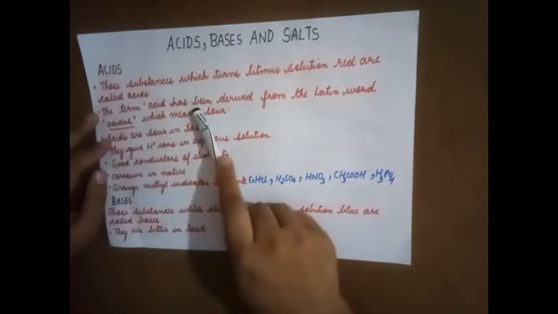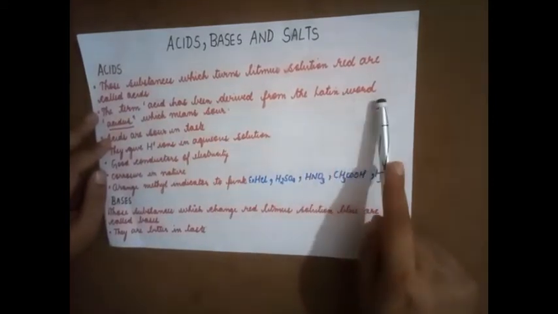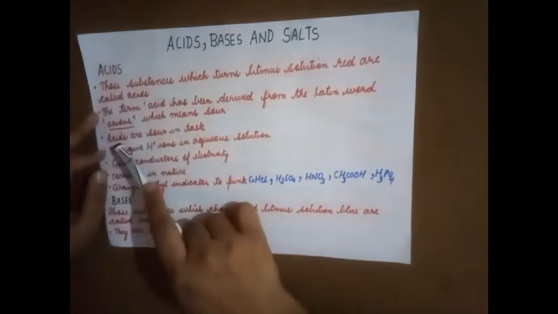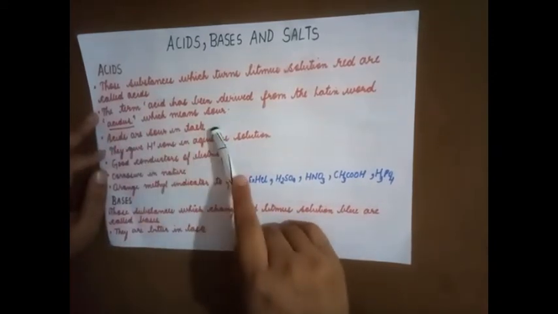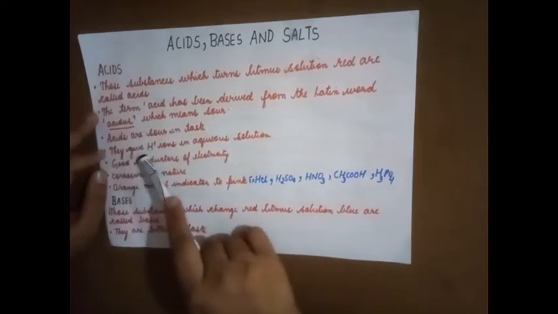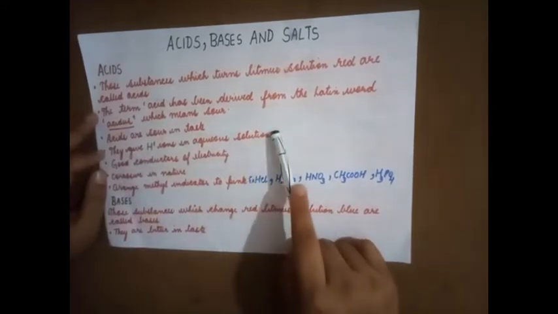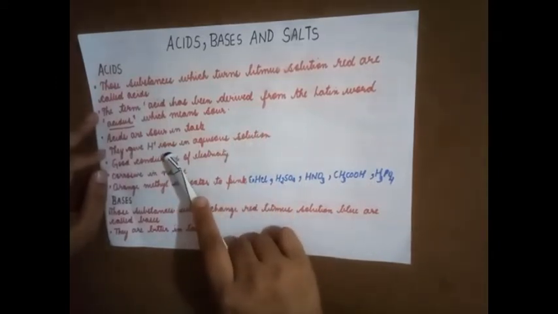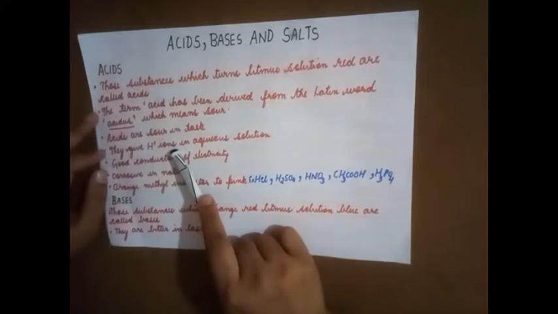The term acid has been derived from the Latin word acidus, which means sour. Acids are sour in taste. They give H+ in aqueous solution. They give hydrogen ions. Ions are nothing but the charged particles. So when acids are dissolved in water or any aqueous solution, it gives rise to H+ ions.